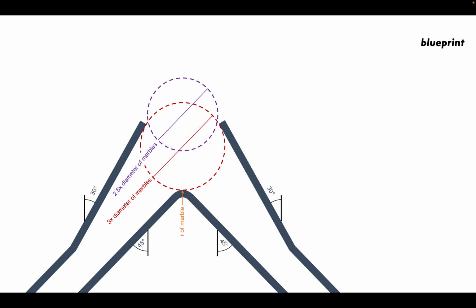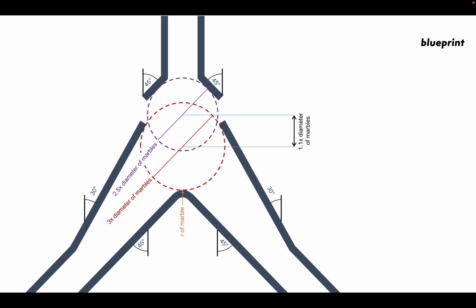Another circle is drawn, this time with diameter 2.5 times that of the marbles. Center of this circle is offset by 1.1 times the marble's diameter. We now place the top of the chamber tangentially with this circle at an angle of 45 degrees. We finally close the chamber with walls that open slightly at an angle of 5 degrees each.